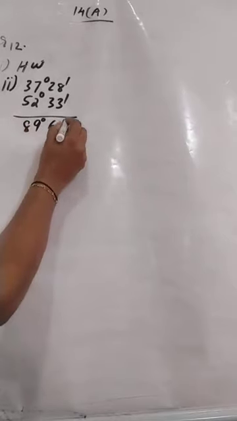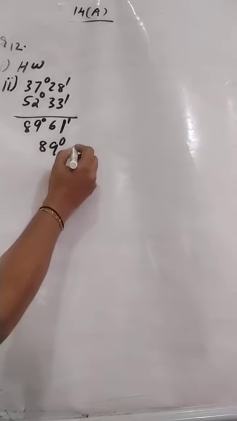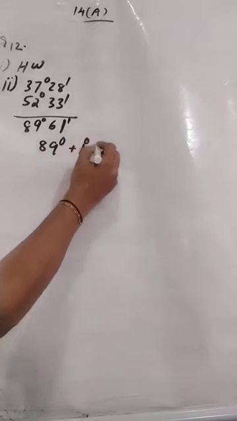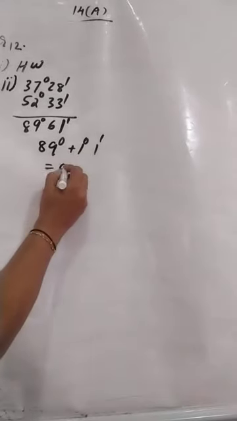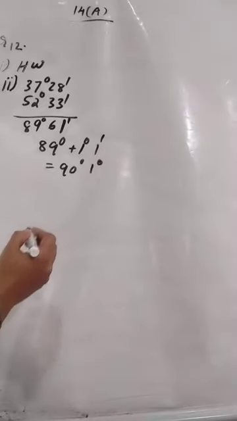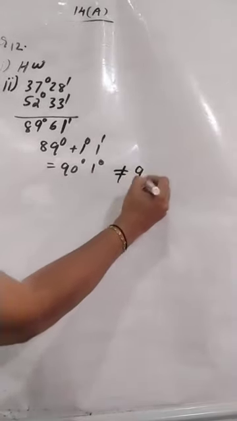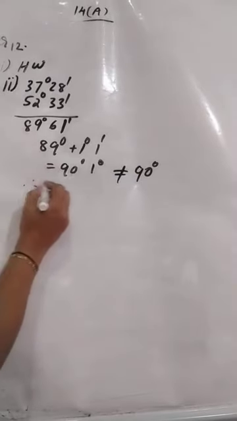This is 89 degree 61 minutes. We know that 60 minutes is 1 degree, no? So 1 degree 1 minute. So 90 degree 1 minute. But 90 degree should be the sum, no? So it's not equal to 90 degree. Therefore, no.